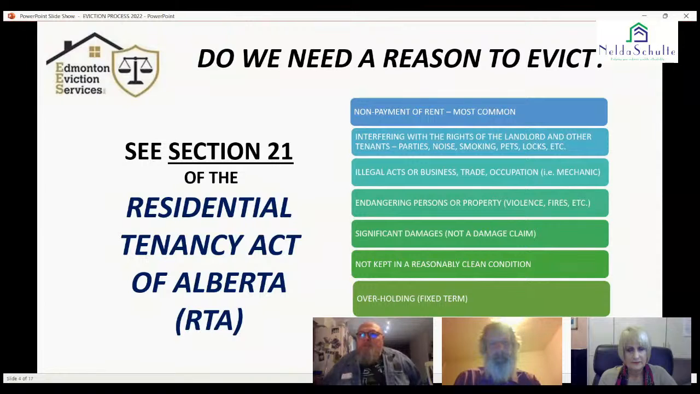That's on a fixed term, when you have a fixed term lease and the tenant decides they don't want to leave. They like it there too much, and you don't want them anymore for whatever reason, and they don't want to leave. So that's special for them.